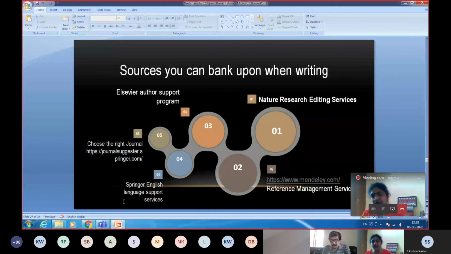If it is paid, they have different categories for different countries: developing, underdeveloped, and developed. You can go to the site and check whether your journal provides English language support services. Many journals do that. Nature Research Editing Services is one platform that helps you in language and formatting. Mendeley is software which helps you in formatting your references and bibliography. So there are multiple author support services which reputed journals provide. If you go to the journal website and look for author support services, you will find them.